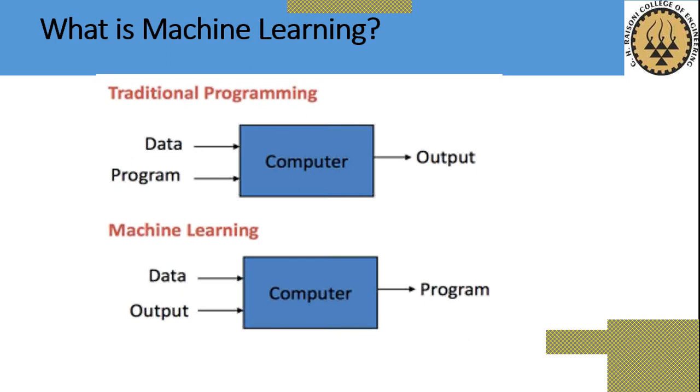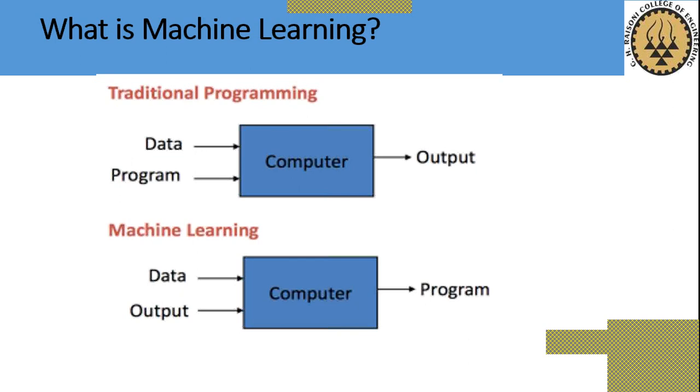So the code will execute and perform the mathematical operation on it, and it will give the output C equal to 30. Here the behavior of the program is defined by the programmer, so it is totally based on the programmer's logic. If the programmer has good knowledge about the program and its logic, then it can perform and give the proper output.